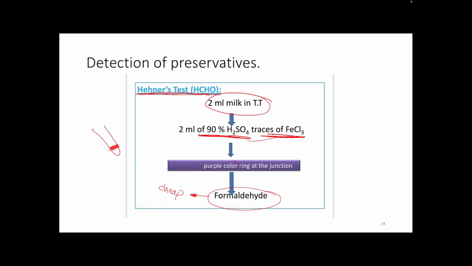Adding the ferric chloride will produce a purple ring at the junction. The junction between the two phases, the milk phase and the sulfuric acid phase, will produce a purple ring color. This indicates the positive presence of formaldehyde.